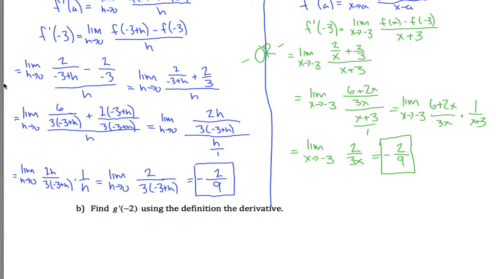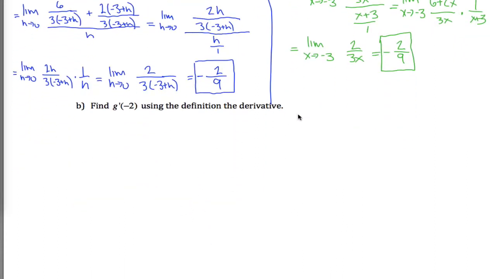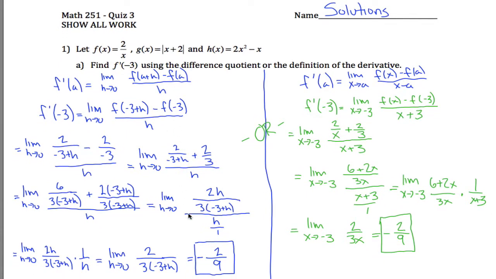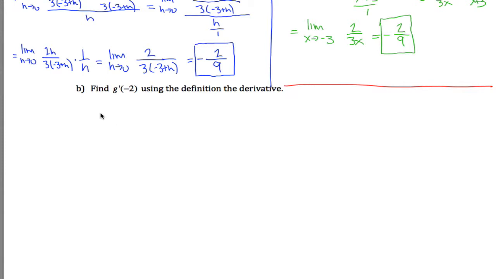All right, I don't want these solutions to take half an hour, so I better hurry up. Or maybe I shouldn't. Find g prime of negative 2 using the definition of the derivative. Fine. Here's the absolute value of x plus 2. So if I'm going to use the definition of the derivative, that tells me that g prime of negative 2 is the limit as x approaches negative 2 of f of x minus f of negative 2 divided by x minus negative 2. In other words, x plus 2.